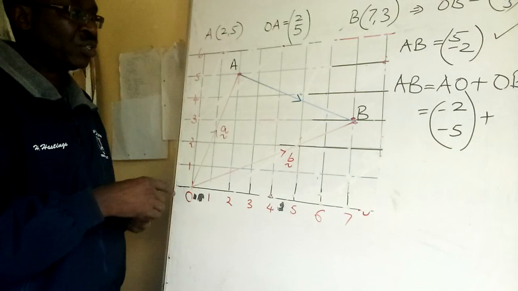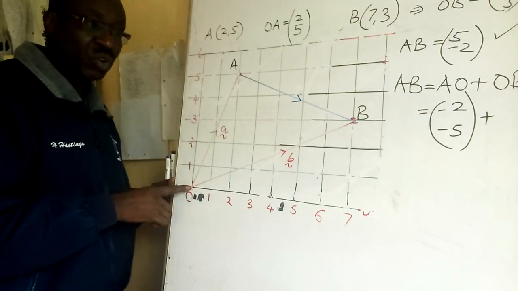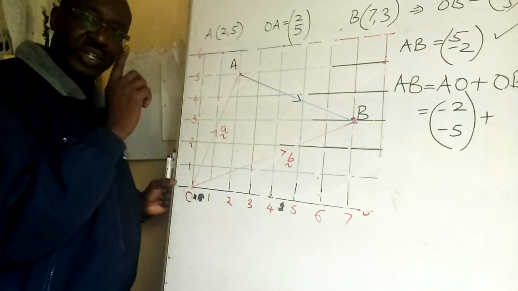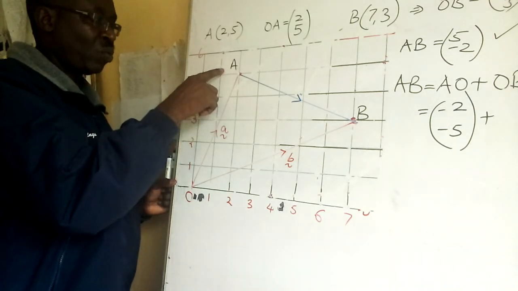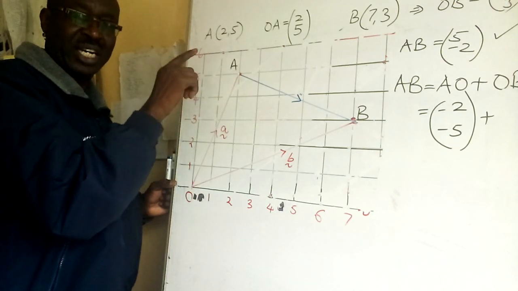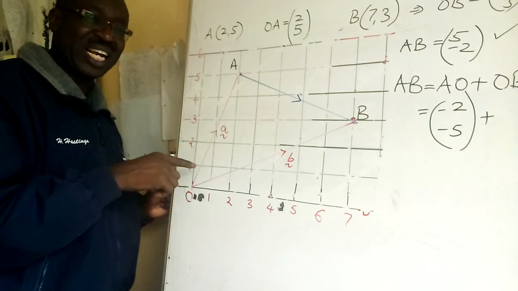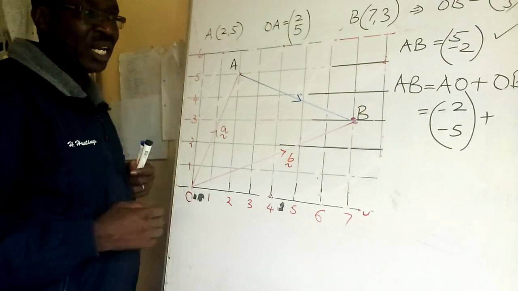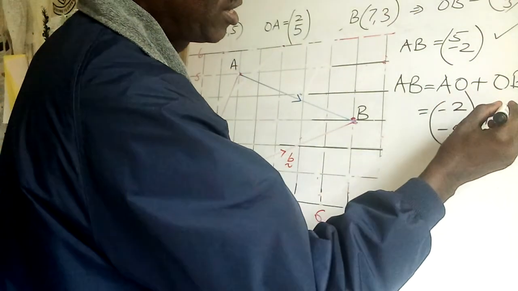Did you get it, folks? From here, I want to come here using this road, and then I go there. Okay? We want to see if we'll get the same answer. So from here, 1, 2. Left of A by 2 steps, negative 2. Then downwards by 5 steps, negative 5. There. Okay? Then OB. OB is 7, 3.